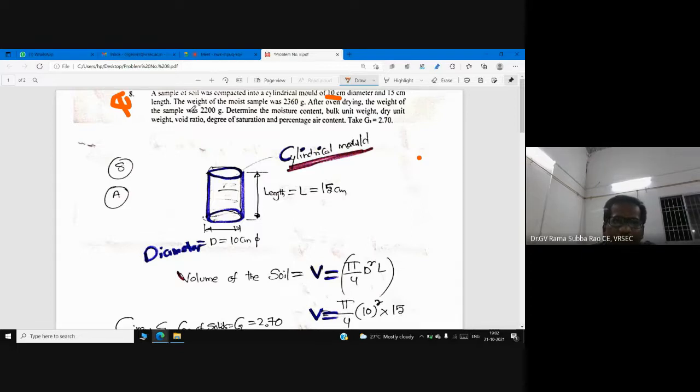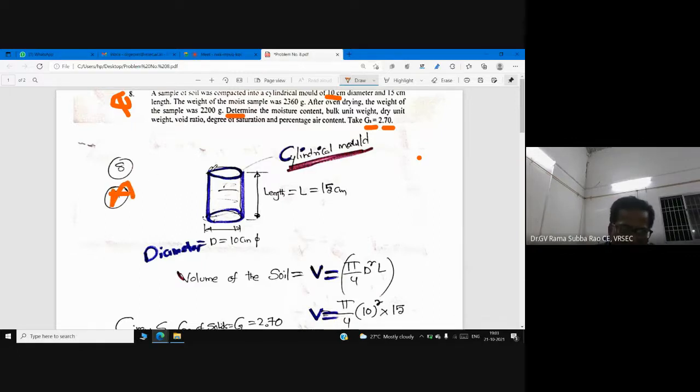Now, the weight of the moist soil sample is 2360 grams. After oven drying, the weight was reduced to 2200 grams. So now the question is starting. Determine the moisture content, bulk unit weight, dry unit weight, void ratio, degree of saturation, and air content. Luckily, the questionnaire has given the specific gravity of solids, Gs, which is equal to 2.70. So now let us answer this question.